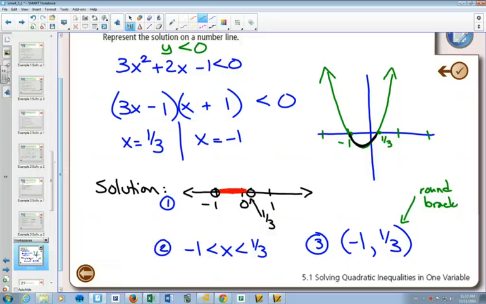And we use round brackets with less than or greater than without the equal sign. If there was an equal sign, we would use square brackets. And we'll see that in the next question.